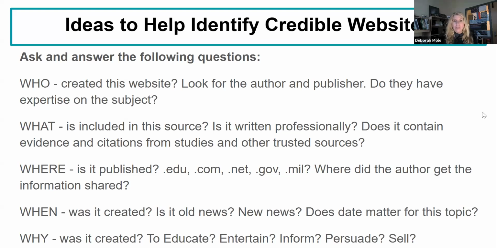What is included in the source? Is it written professionally? Does it contain evidence and citations from studies or other trusted sources? Where is it published?